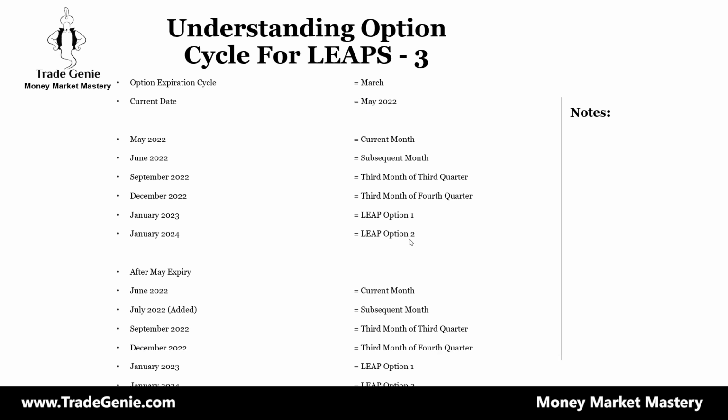January 2023 was there, is there. January 2024 was there, is there. So what happened? One month is added when the March cycle expires in the month of May. The month of May expires and it belongs to the option expiry cycle of March. So July is added as part of the logic.